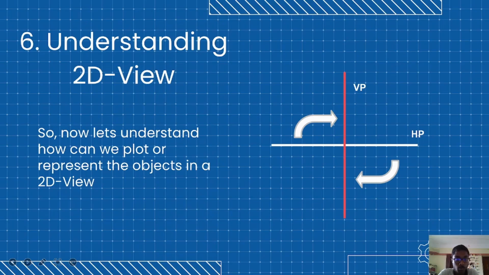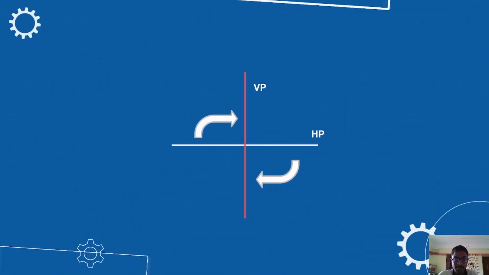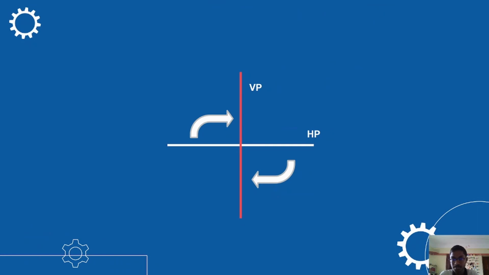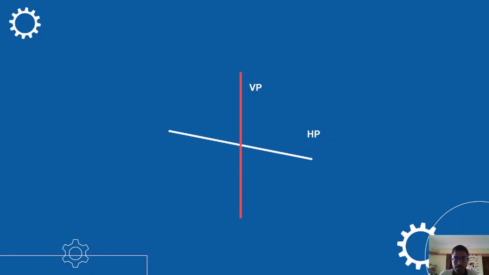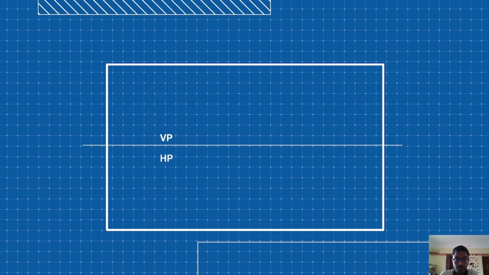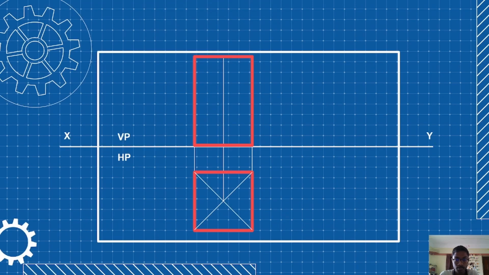So now let's understand the two-dimensional view. Here we have the four quadrants. In order to represent the same in the two-dimensional plane, we'll need at least two quadrants. So what we'll be doing is converting the four quadrants to two quadrants here. And we have the VP and HP represented here, as you can see.